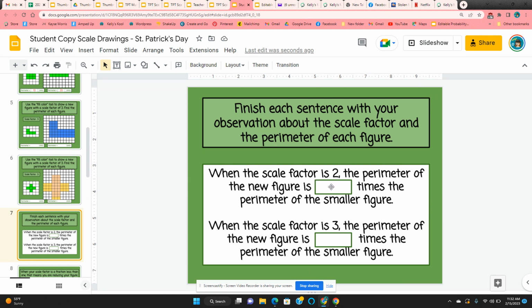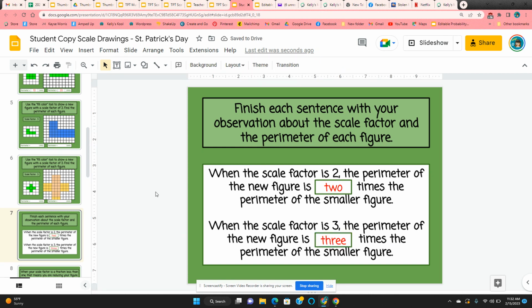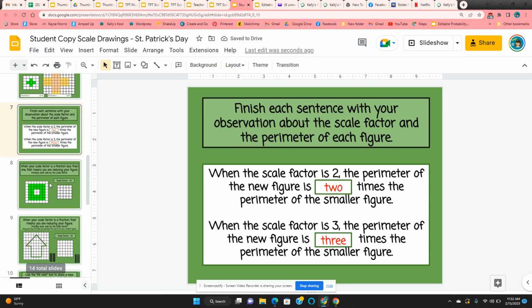So then they're just going to fill in these sentence frames. With a scale factor of 2, the perimeter is going to be 2 times the perimeter of the smaller figure. If the scale factor is 3, the perimeter is going to be 3 times the perimeter of the smaller figure. They just type those in.